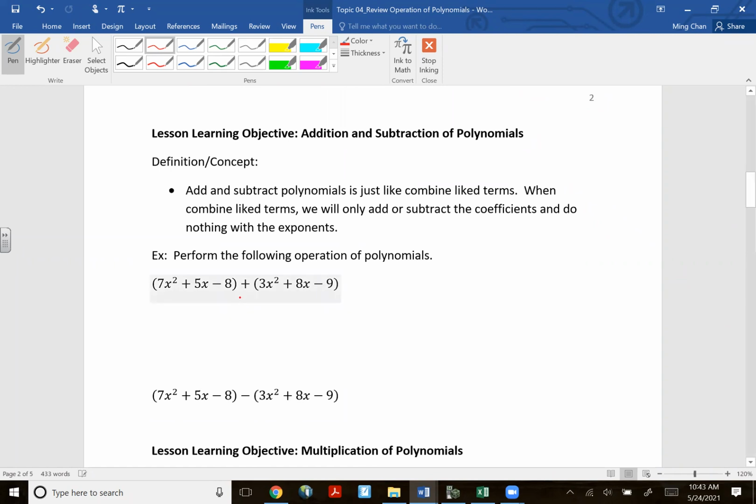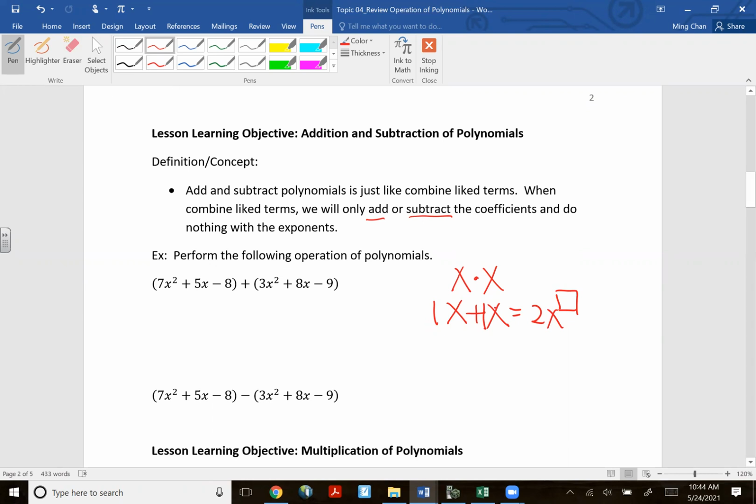When we do it horizontally, we're just going to use things we already know: distribution, bring the terms to the outside of the parenthesis, and combine like terms. Adding and subtracting polynomials is just like combining like terms. Remember, when we combine like terms, we only add or subtract the coefficients and do nothing with the exponent. We're not doing so many x times so many x. Multiplying tells me to add the exponents, but when it comes to combining like terms, all I do is add and subtract the coefficients. The exponent should still be whatever it is, because the exponents are what I use to identify which are the like terms to combine.